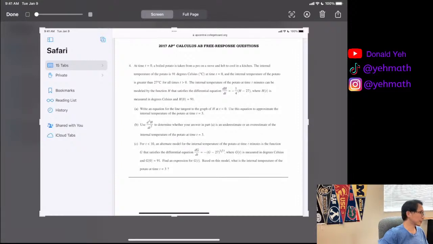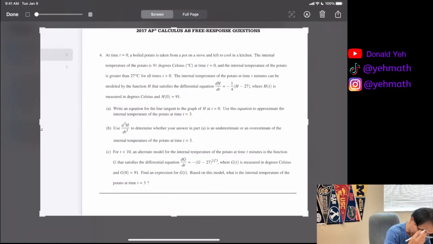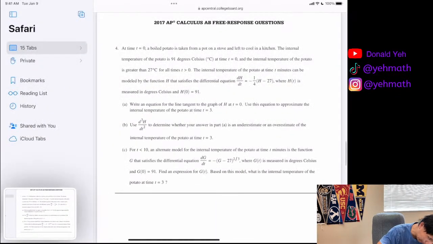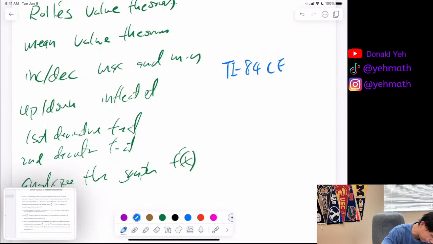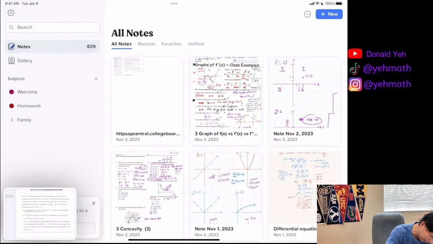AirDrop to Marco. Marco can put on. Okay, so let's start. I'm gonna annotate all this stuff. Wait, hold on a second. Where's my stuff? Oh, there is my stuff.